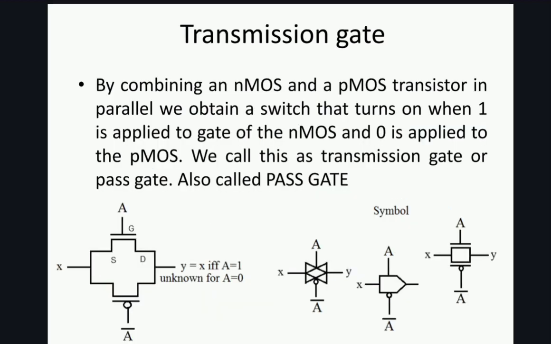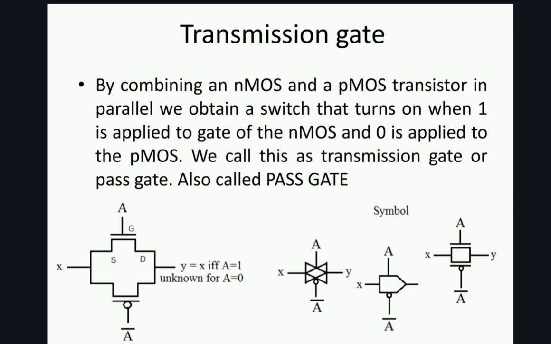Next is the transmission gate. By combining an NMOS and PMOS transistor in parallel, we obtain a switch that turns on only when 1 is applied to the gate of NMOS and 0 is applied to the gate of PMOS. We call such a structure the transmission gate or T gate, also called the pass gate. You can see the structure here. PMOS and NMOS are connected in parallel, and here you can see the various symbols, the various representations of how we can represent the transmission gate.